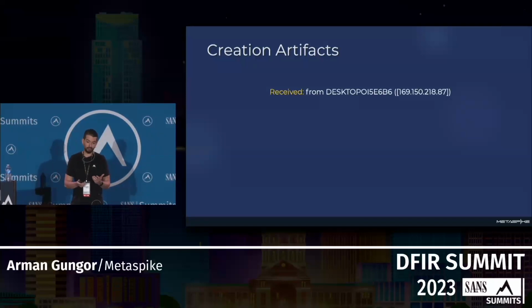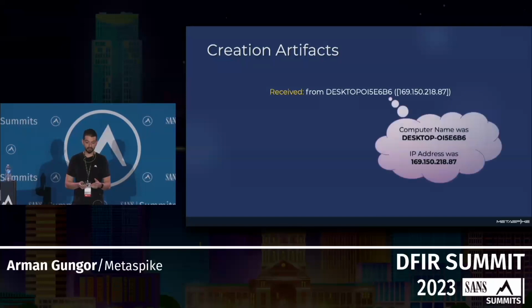You might be able to, depending on the situation. In fact, this email is from just a couple of weeks ago, and it not only contains the IP address of the sender, but also the computer name. If you recall the previous slide, the computer name was this, so it's a little bit different, normalized. The IP address was that, and it was all in the received header.